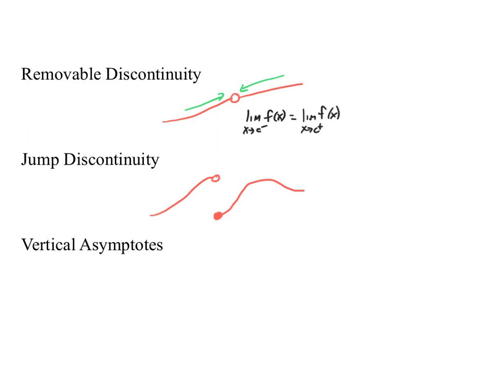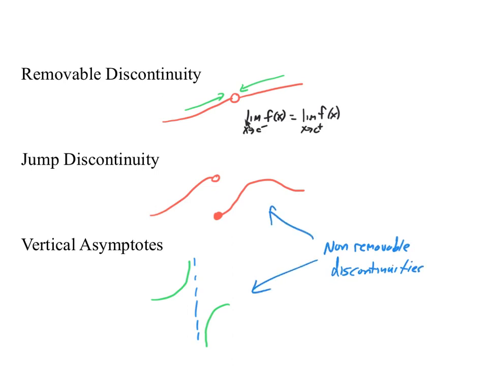And then the third discontinuity we're going to run into is a vertical asymptote, which you're highly aware of, and they look something like this. Vertical asymptote is another discontinuity. These two discontinuities are called non-removable discontinuities. These two are non-removable. This one's called a removable.